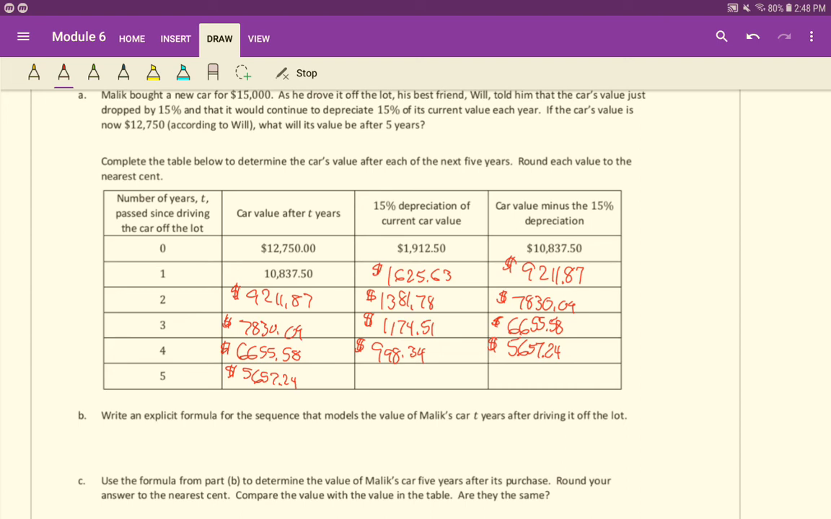Times 0.15, I should say. 848.59, we'll say. And again, subtract for our final value there. $4,808.65.